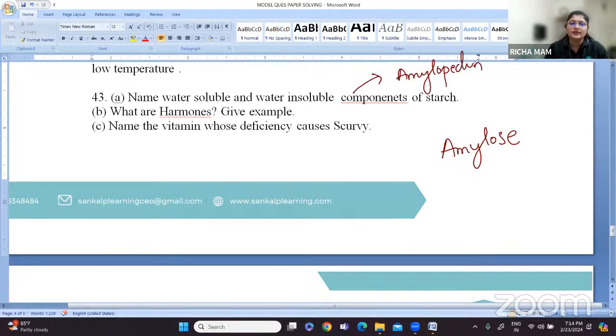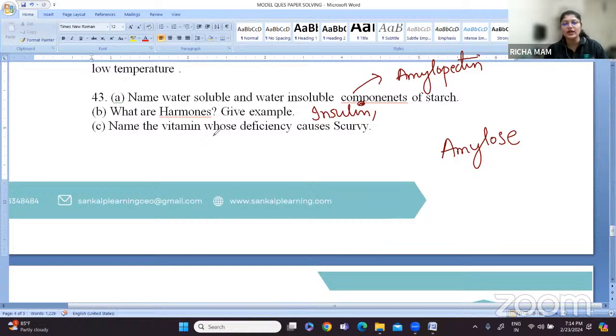Then what are hormones and give examples? Hormones are proteins secreted in endocrine glands, and they enter directly into the blood. What are the examples? The examples are insulin, glucagon, and oxytocin.